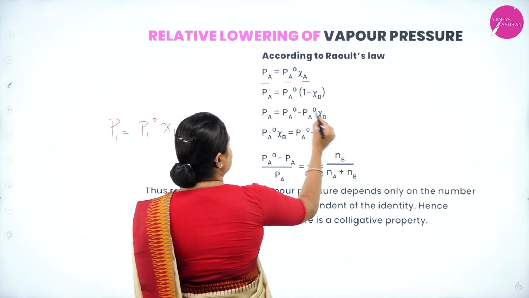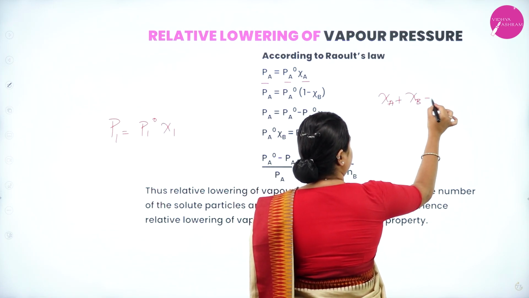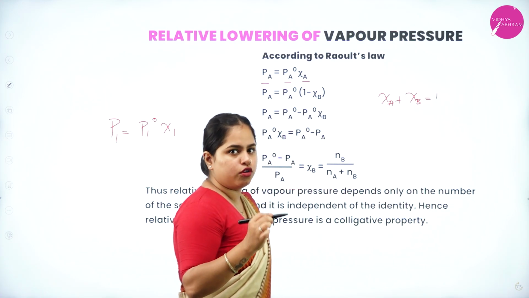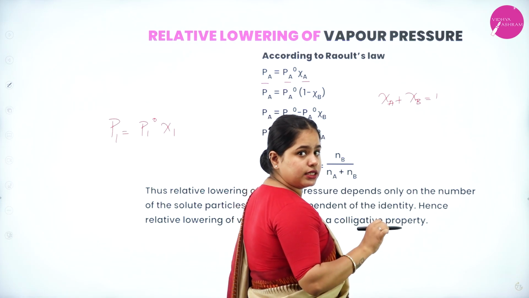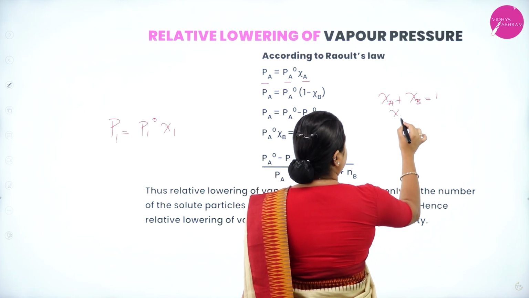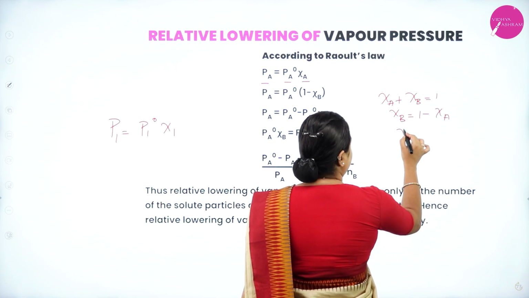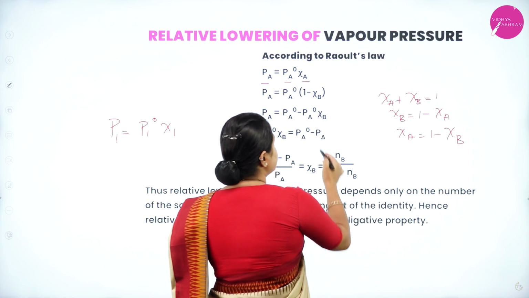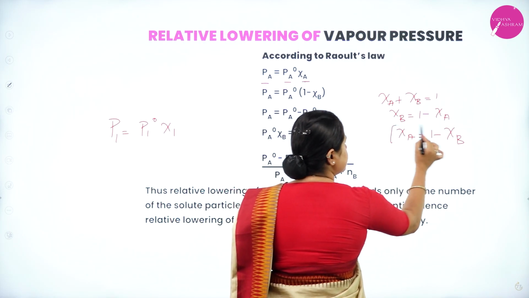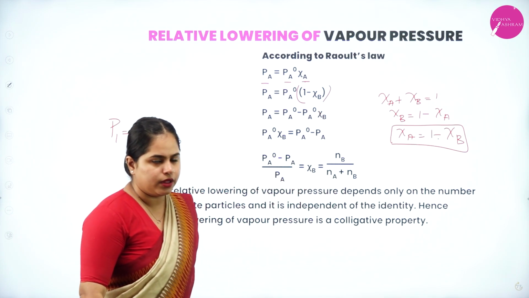Now, what happens is chi A plus chi B is equal to 1. We have already studied regarding mole fraction. Right, so now here it is chi A. We can write it in terms of chi B. How can we write? Chi B is equal to 1 minus chi A. Right, so chi A will be equal to 1 minus chi B. So instead of chi A, can I write this equation? It is 1 minus chi B. So that is what is shown here. I hope it is clear.